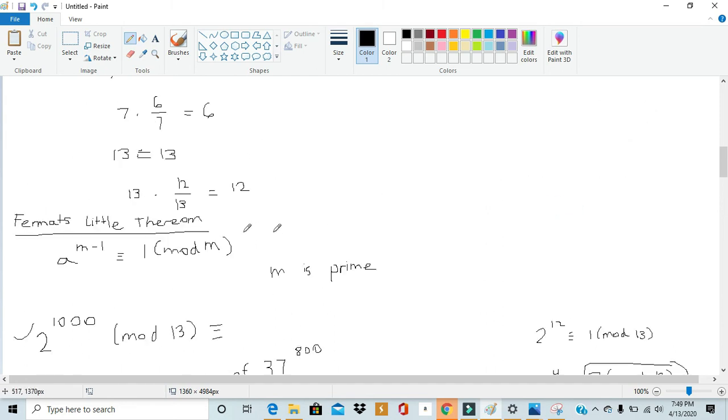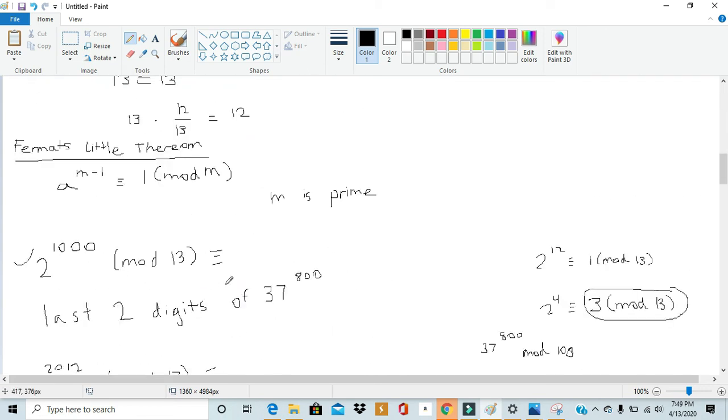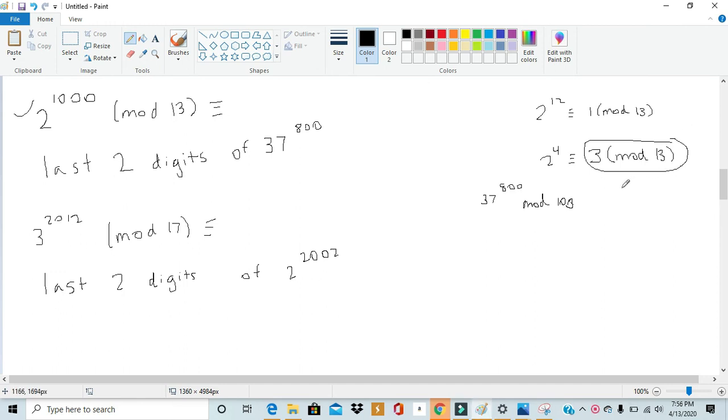Now, which of the theorems that we talk about involve non-prime numbers? Fermat's little theorem only deals with when M is prime, but Euler's Totient theorem deals with M when it's not prime. So we use Euler's Totient theorem to figure out what's the largest power of 37, which is congruent to 1 mod 100. So the first step into using Euler's Totient theorem is to find the totient of 100.